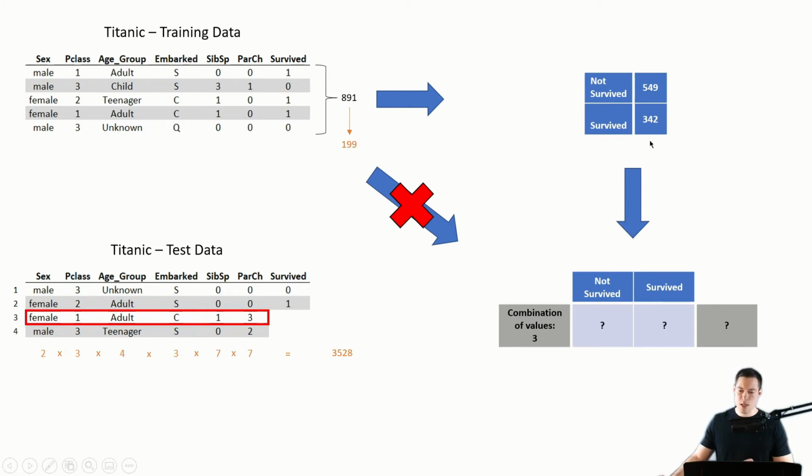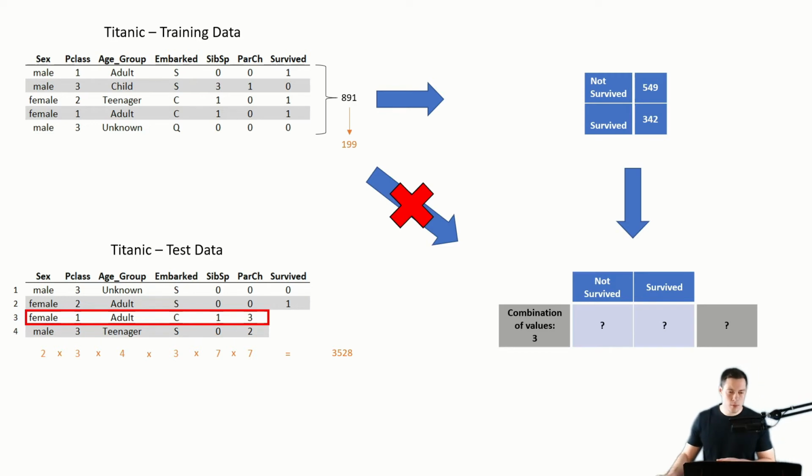And then we do the same thing for the survivors. So we estimate how many of those 342 survivors we would expect to have the same combination of values as test passenger three. And then again, we have here 2 numbers, and whichever of those numbers is higher, that's going to be our prediction for this test passenger here. So that's the general idea of what we want to do now, but how do we actually implement that?